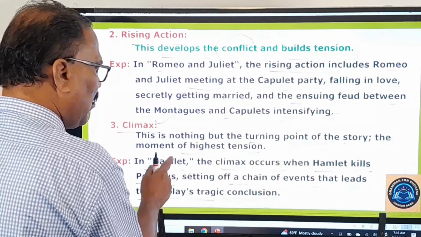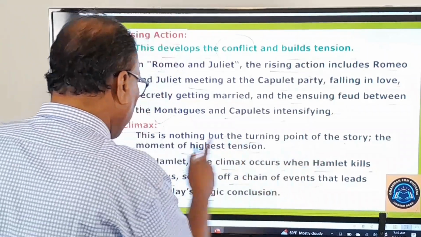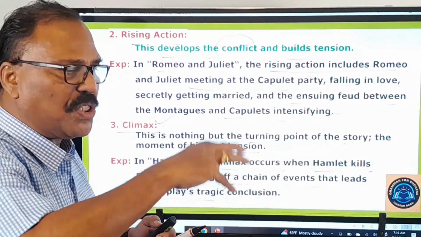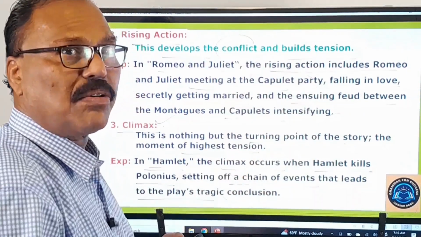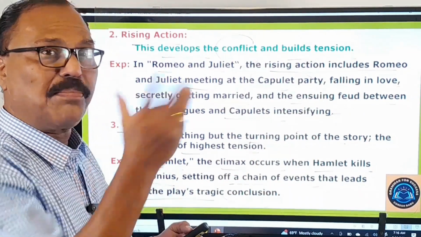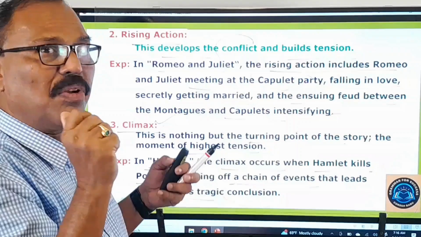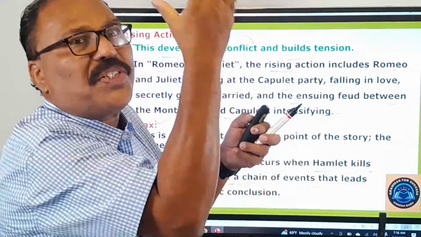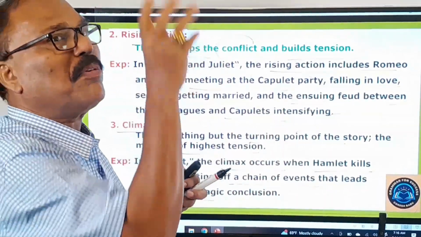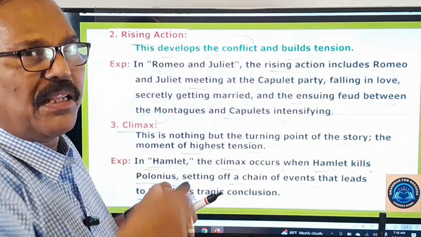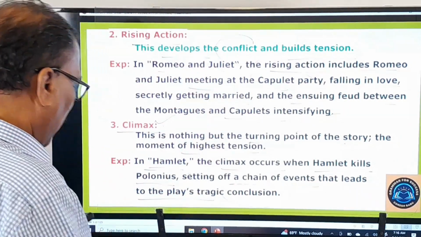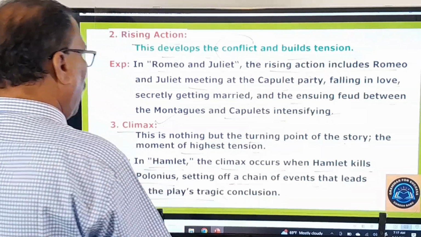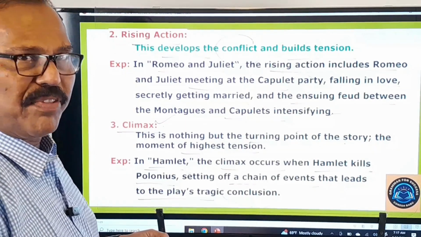In this drama Hamlet, when Hamlet kills Polonius, what happens? The tension mounts to a greater height among the audience. Oh my God, he has killed Polonius. Now the audience will become gripped with the tension. More and more tension will be there among the audience. So this is a climax. You know very well. Now we move on to learn about the other two parts of the drama.